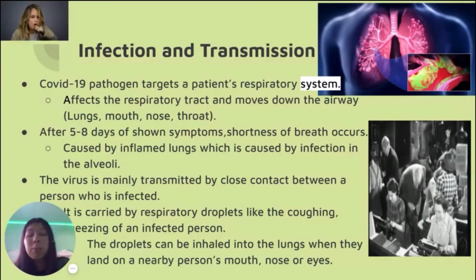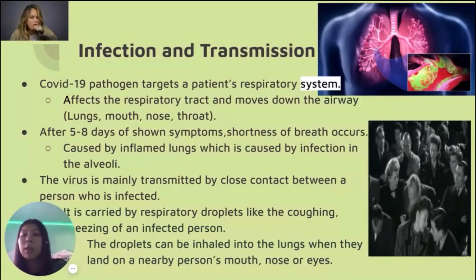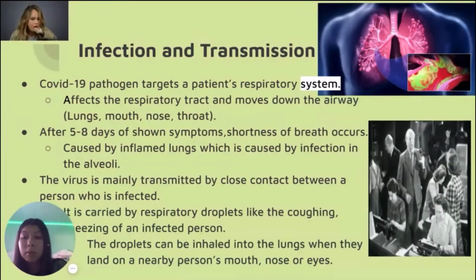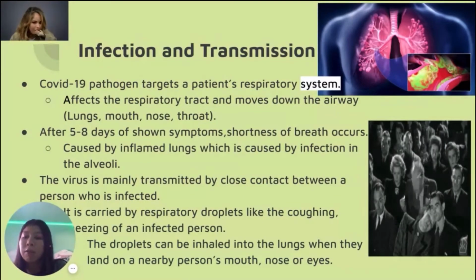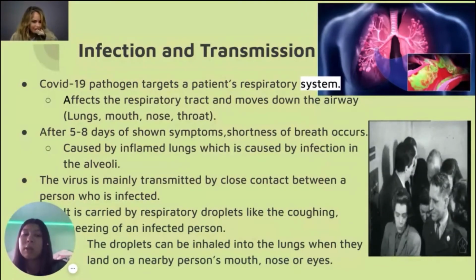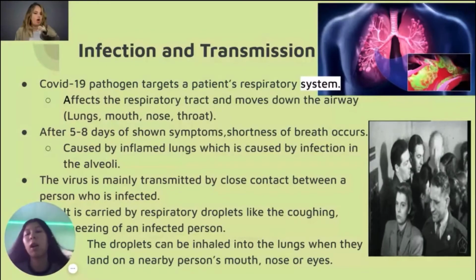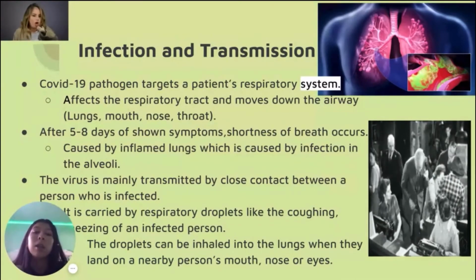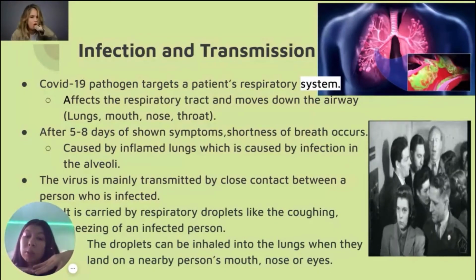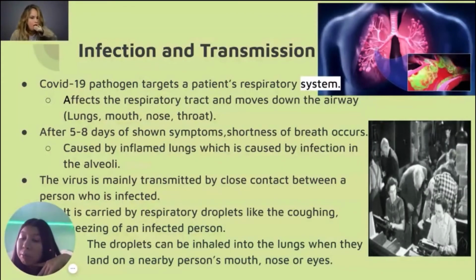Shortness of breath occurs when you're exposed to the symptoms. Specifically, after 5 to 8 days, shortness of breath occurs. And shortness of breath is caused by inflamed lungs, which is caused by infection of the alveoli.